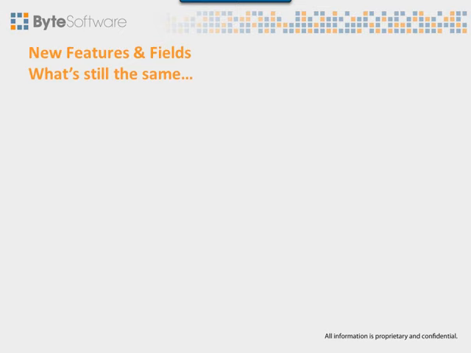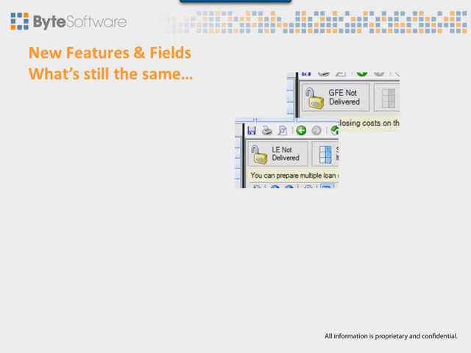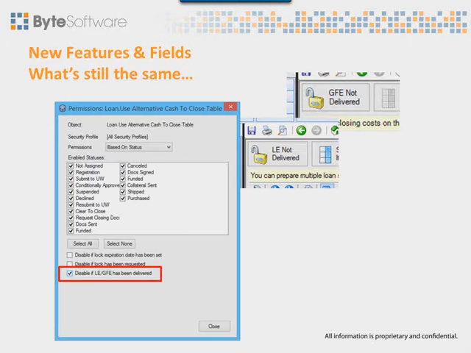TRID introduces some new data points that are distinct from legacy GFE data points. And that said, some things are still the same. The GFE delivered and the LE delivered status are the same field in the database, just displayed differently for the LE. So all of your object permissions that are set to be disabled upon delivery of the GFE will still function in the same capacity when the LE is delivered.